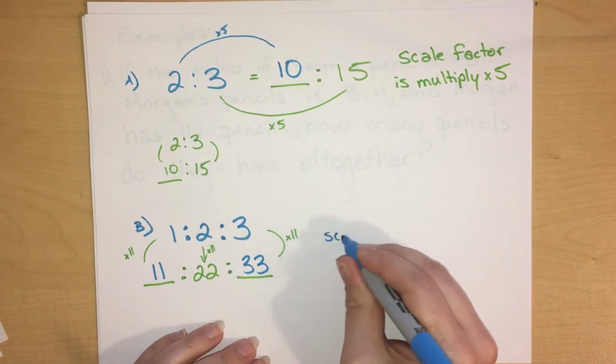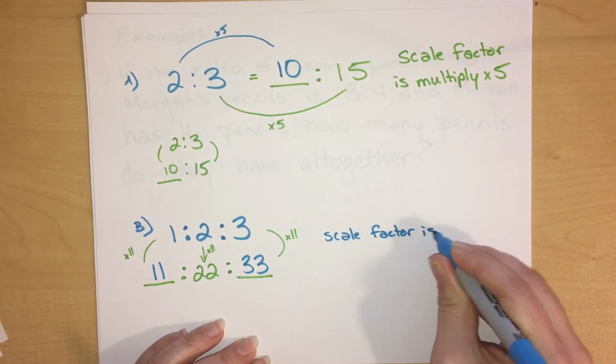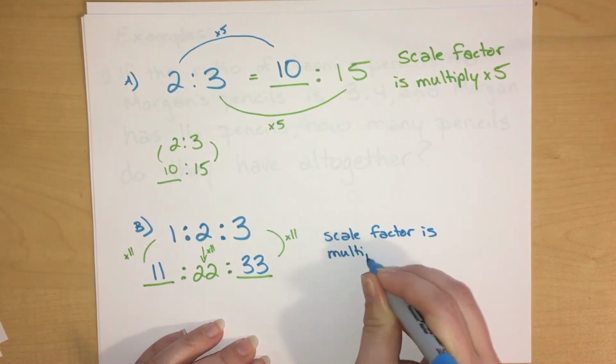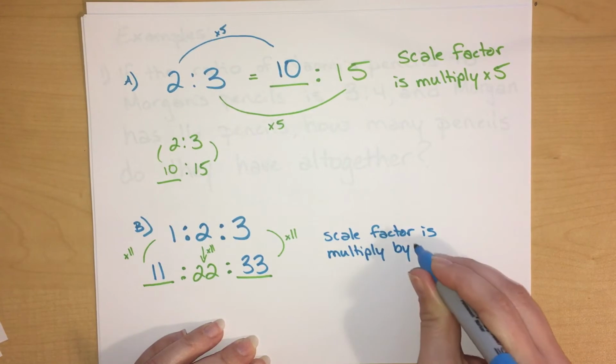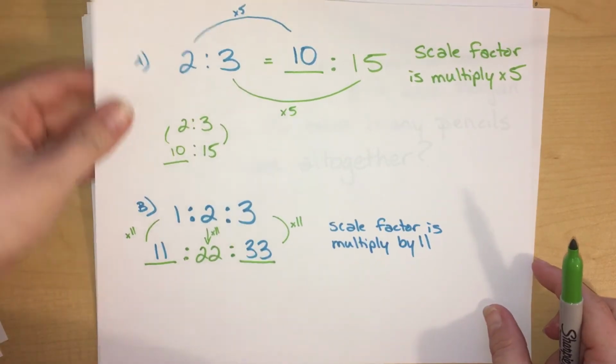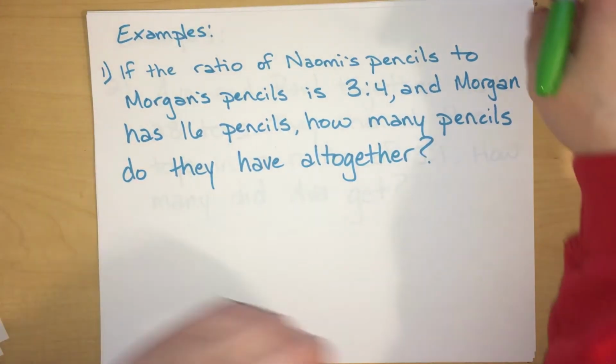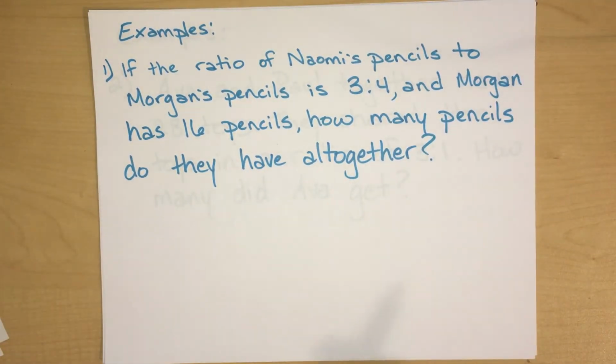So in this case, the scale factor is multiply by 11. Okay, so just so you can understand how we're working with equivalent fractions and scale factors. Some examples we're going to go through are word problems where you're going to be using equivalent ratios, scale factors, sum of the ratios, and things like that.